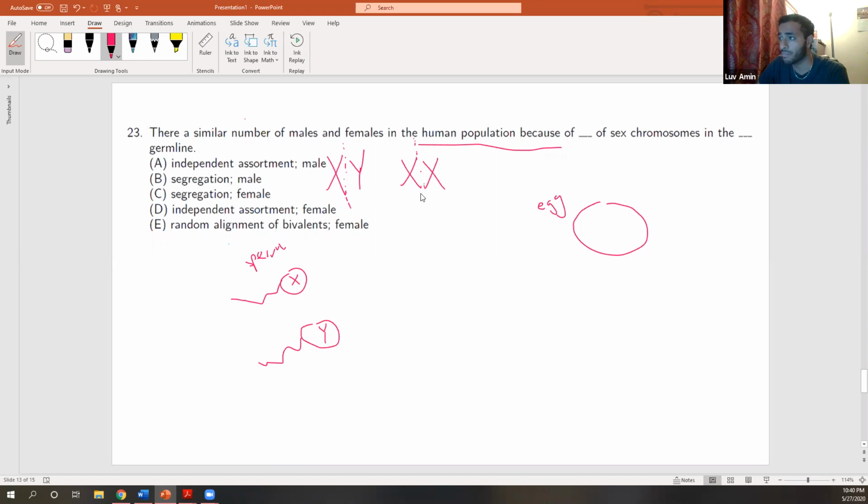And so the female doesn't really have that option, because they're both X. We know that the egg will carry just one X. All eggs will carry one X chromosome. So only the male can determine the gender essentially. If the sperm is an X, then you're going to get a female. If the sperm is a Y, then you're going to get a male. And why do these separations occur? Well, it's through the law of segregation, in the male germline. So B.